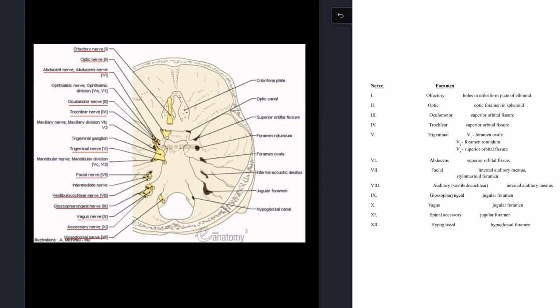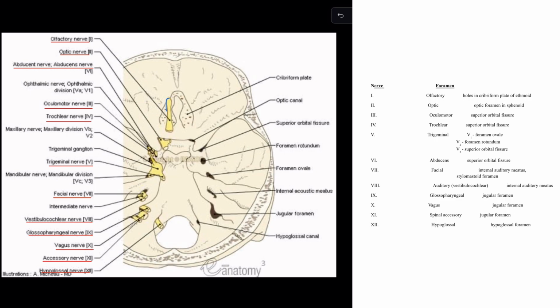Alright, now summarizing what I just said in a picture diagram, the first nerve is the olfactory. So right here is the olfactory nerve that enters in the cribriform plate. The second nerve is the optic nerve. The optic nerve is this nerve right here that enters in the optic foramen or the optic canal.